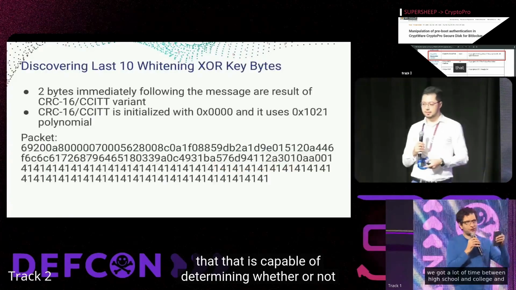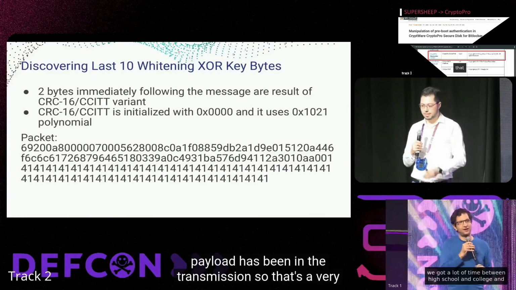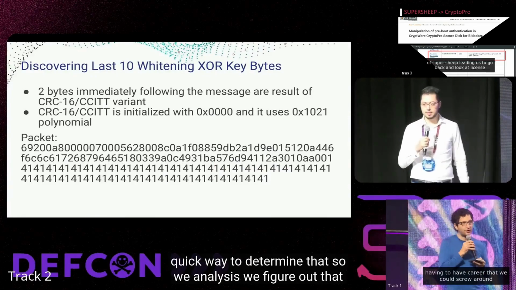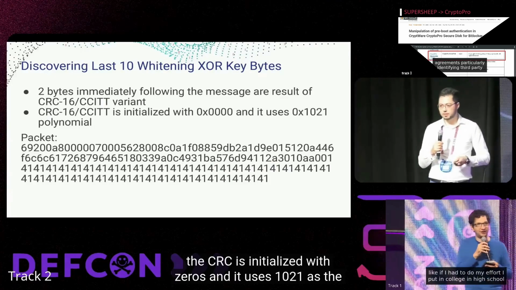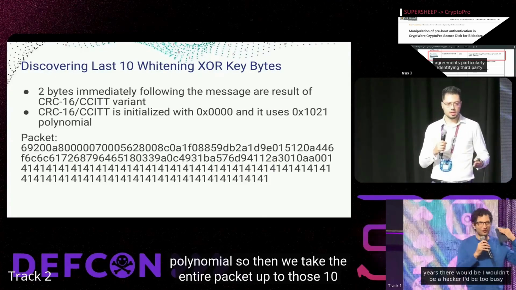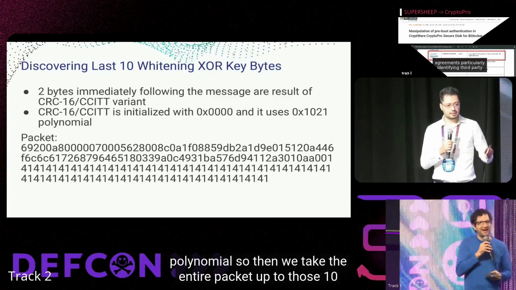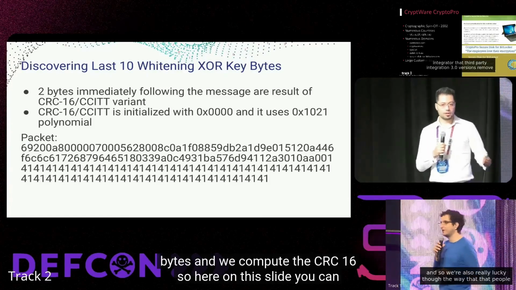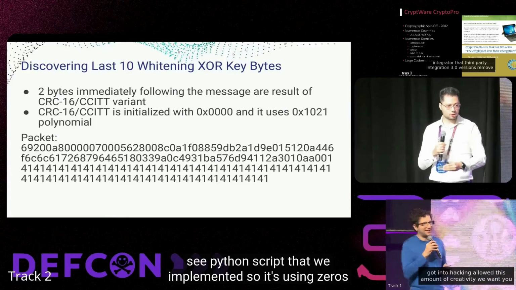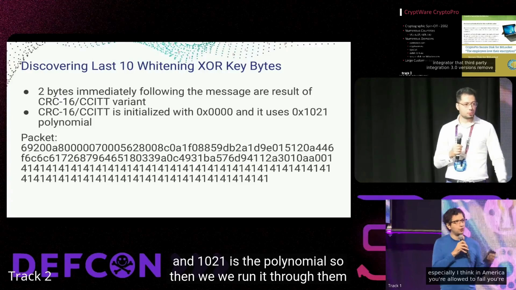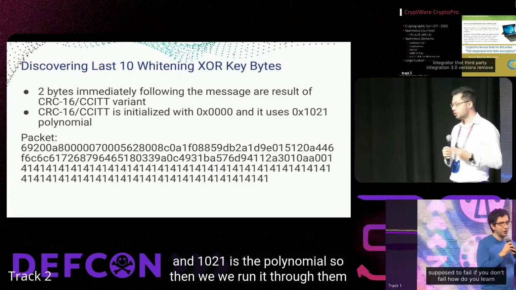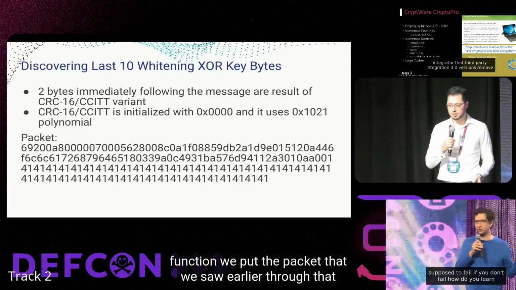We find that the 2 bytes immediately following the message are a result of CRC16 CCITT variant. CRC16 stands for cyclic redundancy check. It's used as error-correcting code that is capable of determining whether or not the payload has been corrupted in the transmission. So that's a very quick way to determine that. So we also do more analysis. We figure out that this CRC is initialized with zeros, and it uses 1021 as the polynomial.